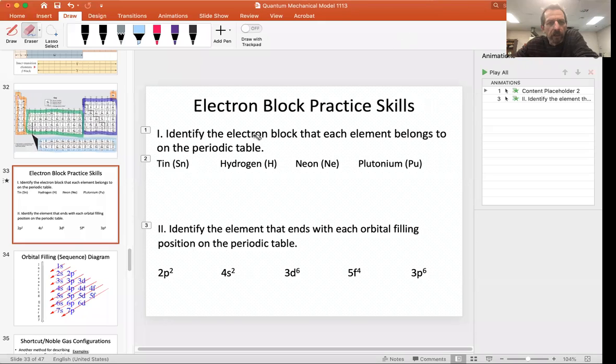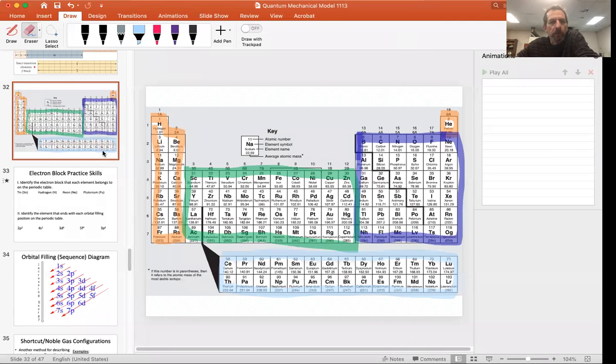Okay, our first skill then, identify the electron block that an element belongs to. So we got the elements. Let's take tin and hydrogen first. Let's go back to our periodic table and highlight where tin is. Tin's located right here. Hydrogen, however, is located up here. What we notice then is tin is a member of what we call the P block. It's 6 elements wide, and it's actually in the P2 position. So tin is in the P1, P2 position in the P block. Hydrogen's in the S1 position in the S block.